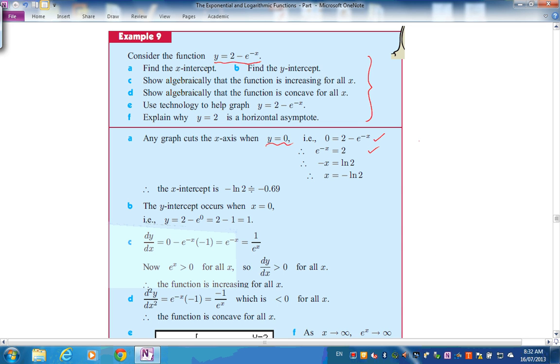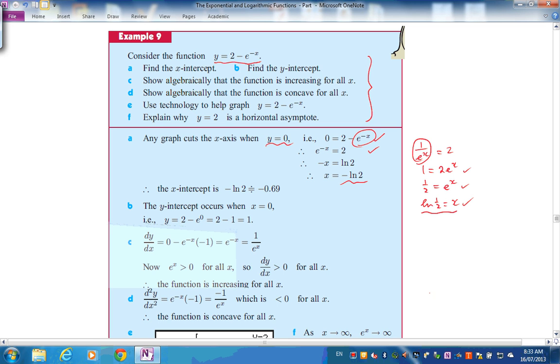You can do it this way, or you could say 1 on e to the x equals 2, so 1 equals 2 e to the x, or a half equals e to the x, so ln a half equals x, which of course is the same as this, neg ln 2, ln of 2 to the neg 1. I like you to think of e to the neg x always as 1 on e to the x, and multiply across and do it this way, either way.